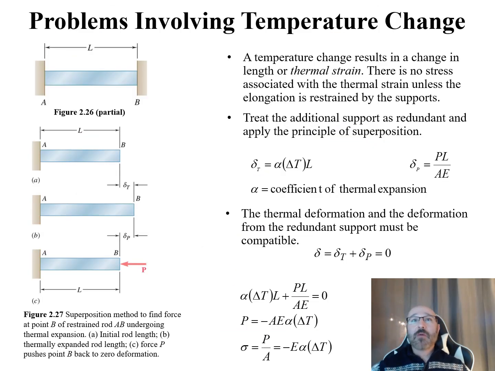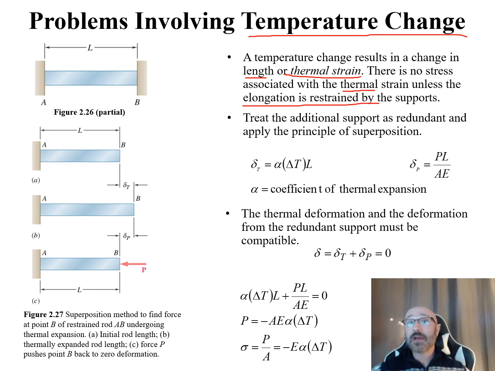So the last topic I wanted to look at was temperature change and problems involving temperature change. If we have a temperature change, this is going to result in a change in the length, or the thermal strain. If we convert it to strain and do the strain calculation, there is no stress associated with thermal strain unless the elongation is restrained by the supports. So what we're going to do is treat each additional support as redundant and apply the principle of superposition here.